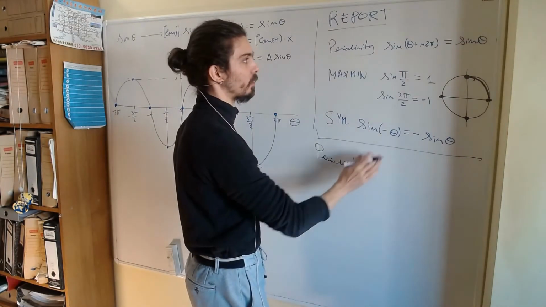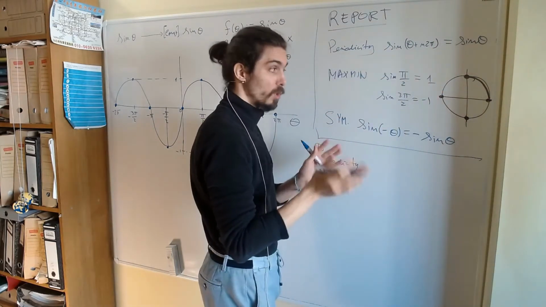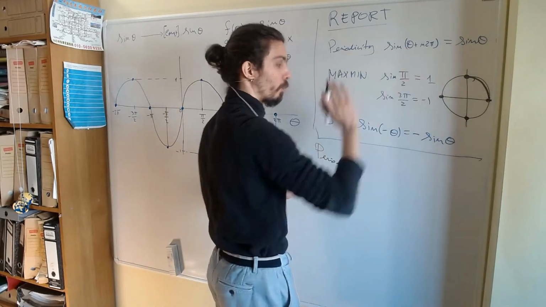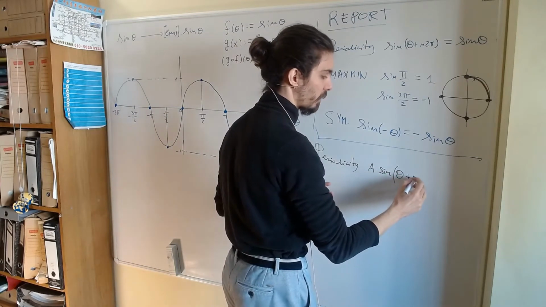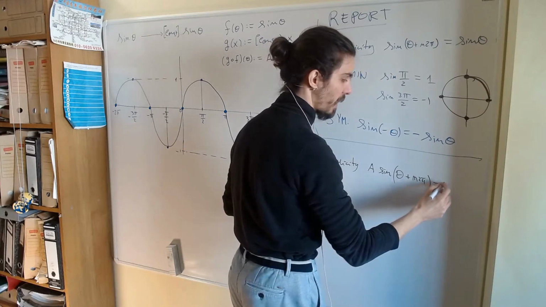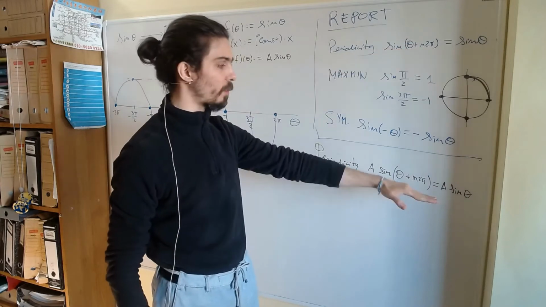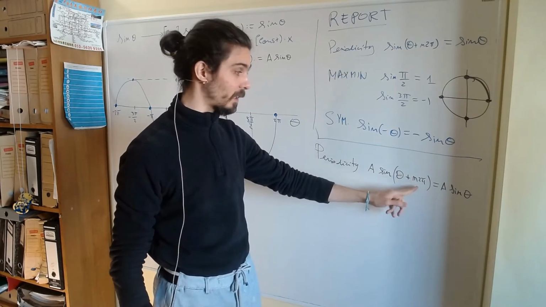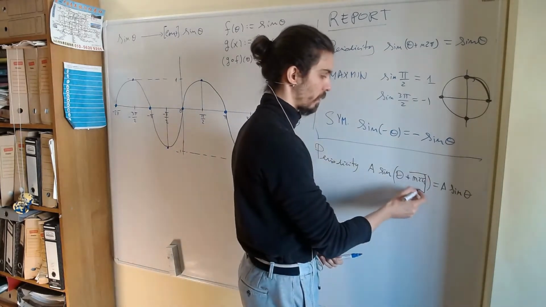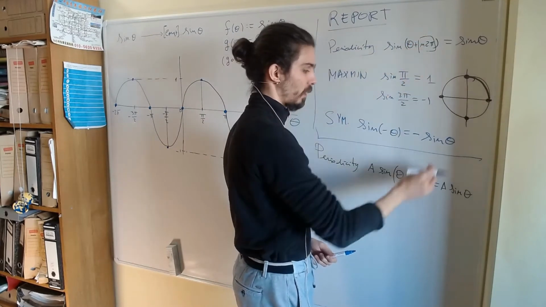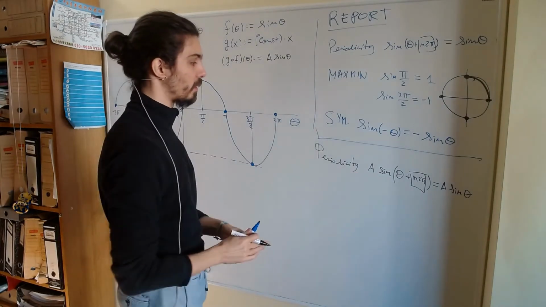To get the periodicity, notice that if this is true, and we know this is true, let's multiply by a on both sides, and we get a sine(theta plus n times pi) equals a sine theta. If this formula is true, this formula is true. But what does this formula say? It says that the period of the new function must be n times pi. So this doesn't change. If you just multiply the sine by a constant, the period doesn't change.